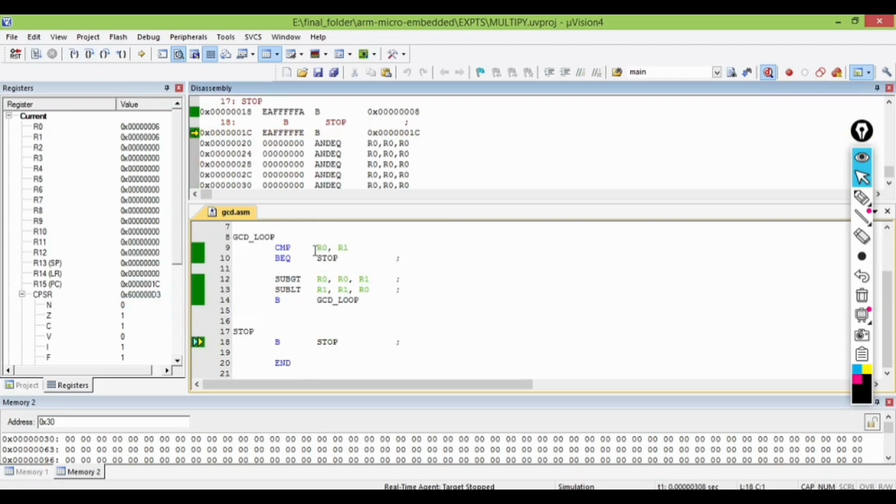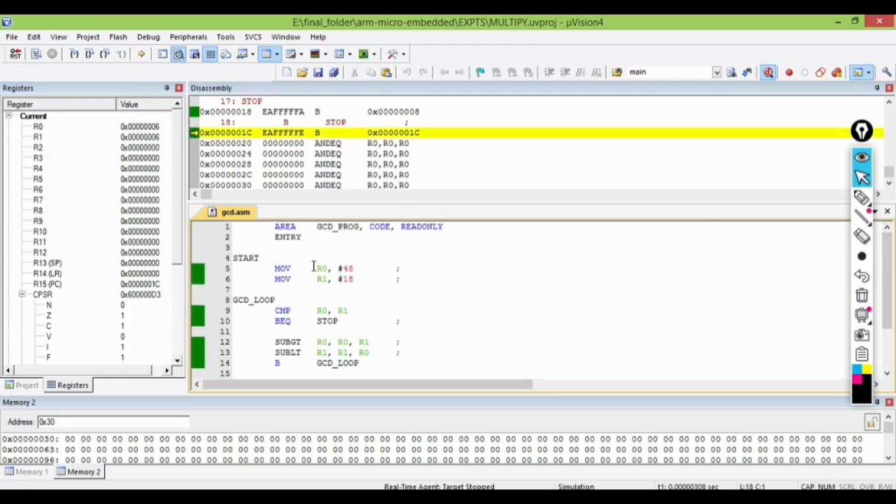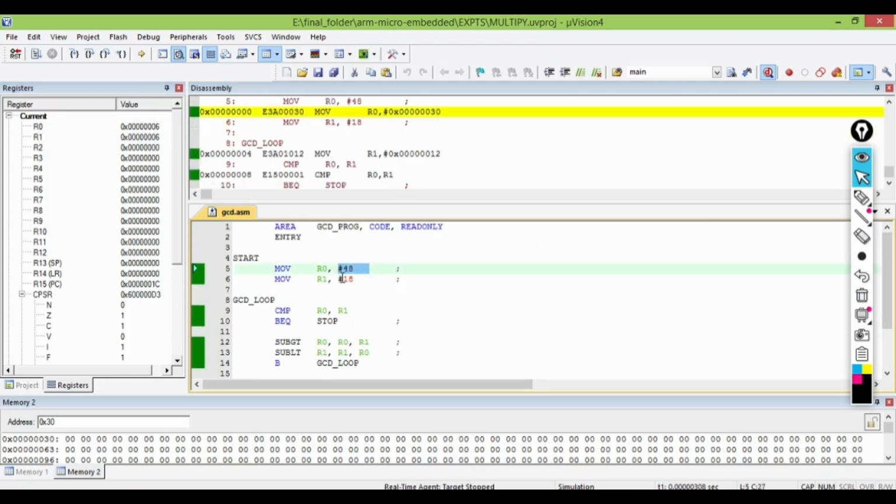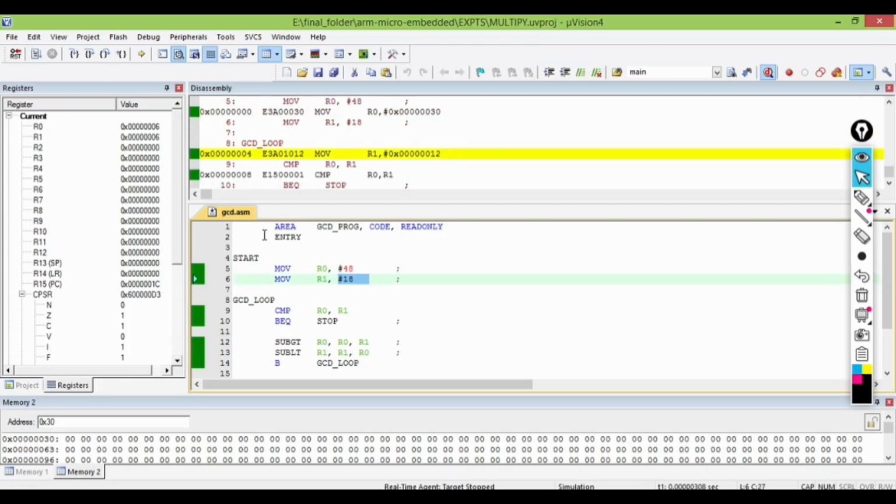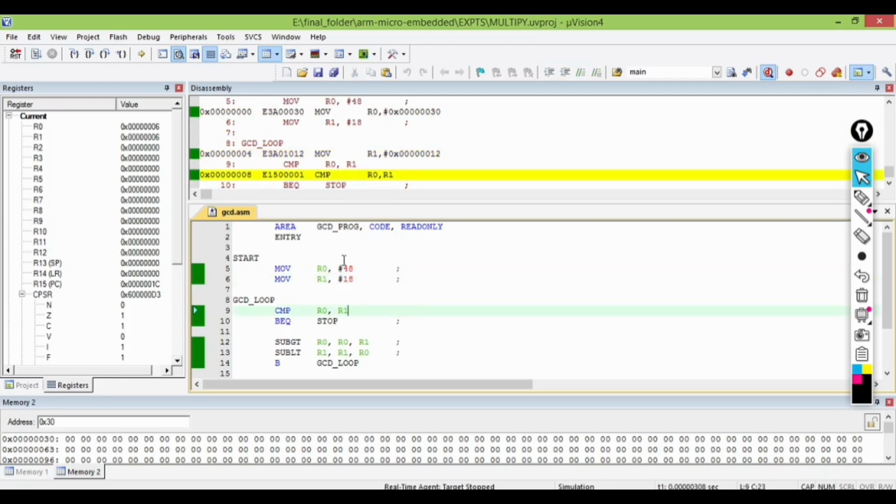As expected, a value 6 is noticed in both R0 and R1, which is nothing but the desired value for our numbers 48 and 18. That is nothing but the desired greatest common divisor for the numbers 48 and 18. So that's all about this code.